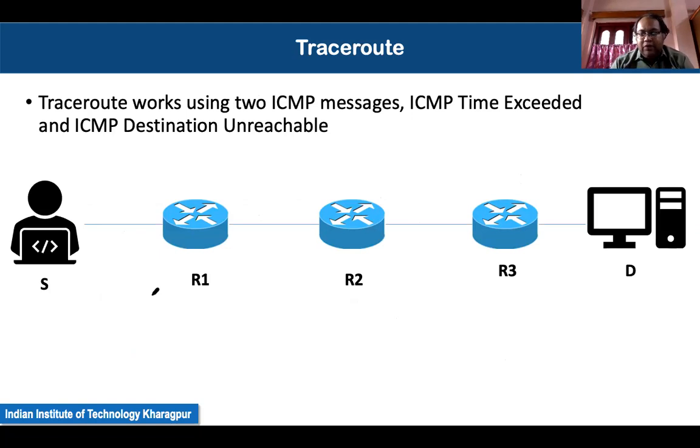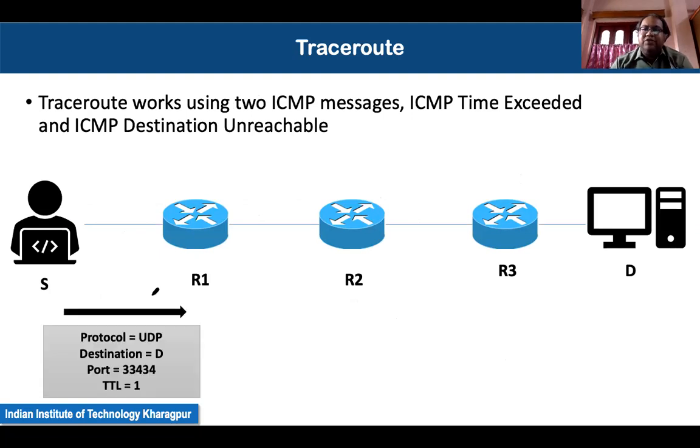To do a traceroute, my source generates a small UDP packet with the destination as the final destination D, and it uses a port. Typically this is port 33434, which is used in the Cisco traceroute configuration, but that is not fixed. Your own traceroute application may use a different port. And it sets a parameter in the packet called time to live, TTL, equal to 1.